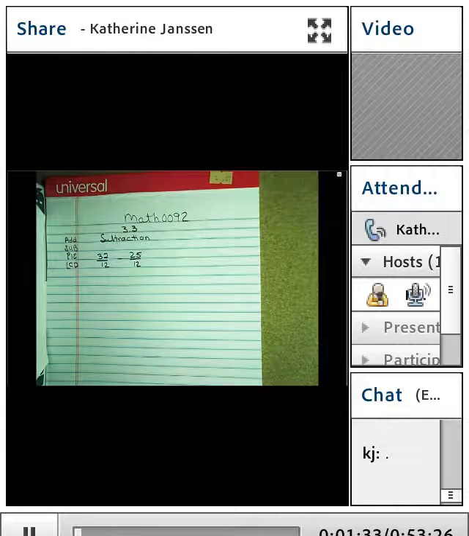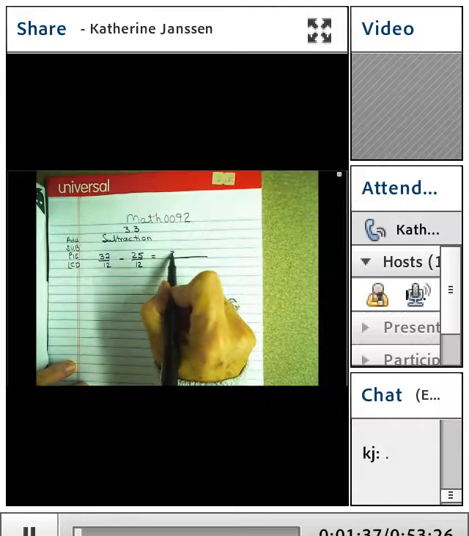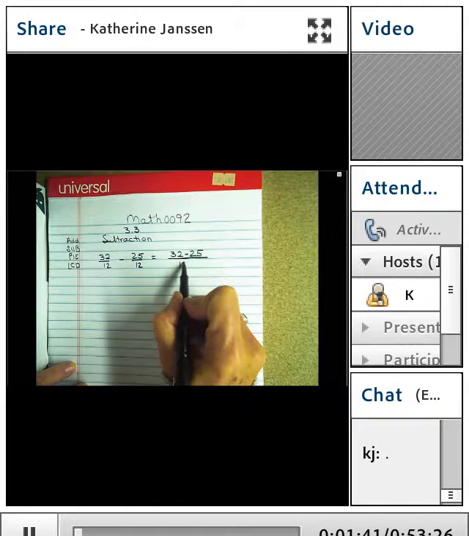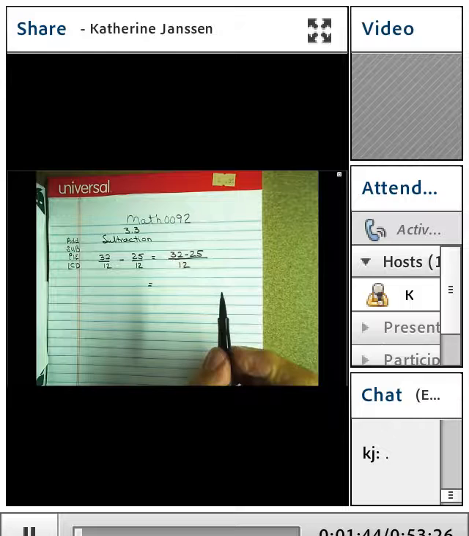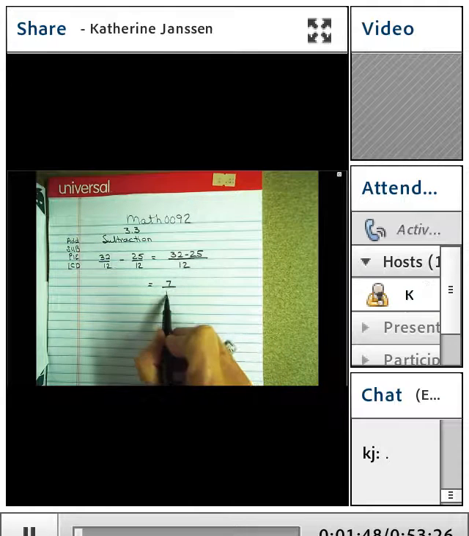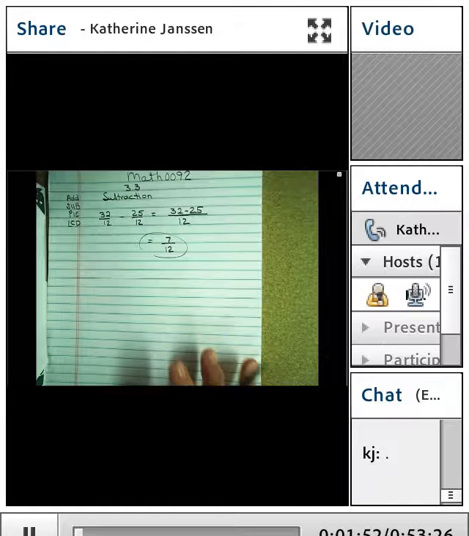So I can go ahead and rewrite this, my numerators all over a common denominator. Now 25 from 32 is 7, all over 12. 7 is prime, so I can't simplify that any further.